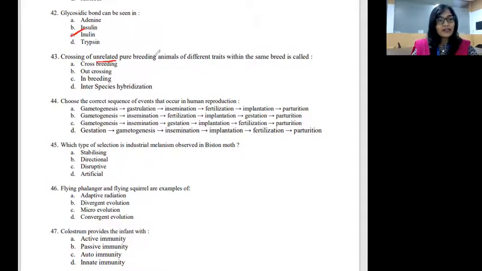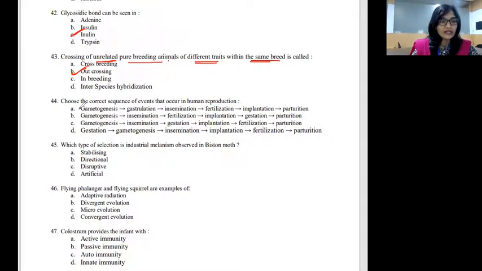Crossing of unrelated pure breeding animals of different traits within the same breed. So what are we going to do? We are going to take 2 different traits, different characteristics which are present in unrelated animals, which are not at all related. They don't have common ancestors. If we do that, it is called what? Outcrossing, crossing between different breeding animals.